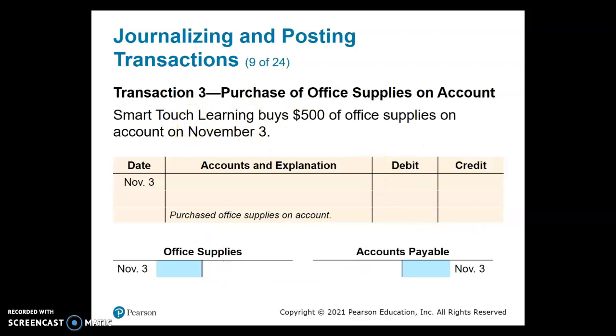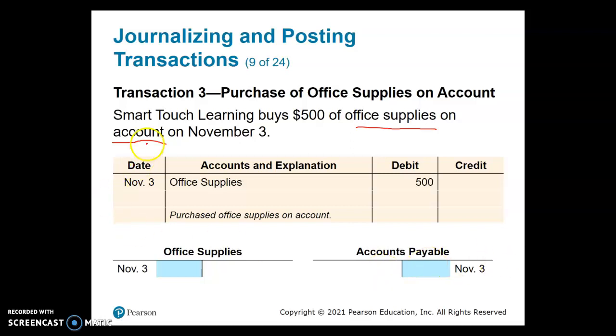All right, let's do another transaction. Transaction number 3, we are purchasing office supplies on account. Smart Touch Learning pays $500 of office supplies. That's an asset. On account, accounts payable, that's a liability. Office supplies is an asset, and that is going up because we're buying additional office supplies. So an asset going up is a debit. So office supplies will be your debit.